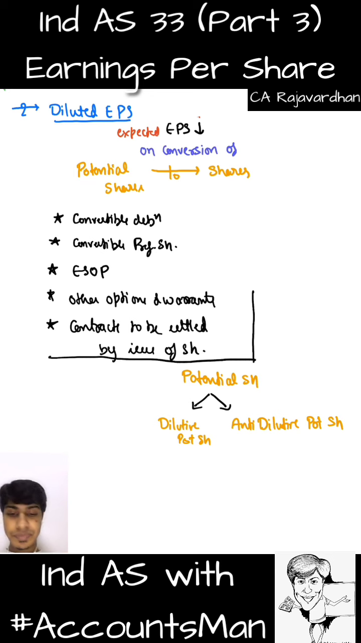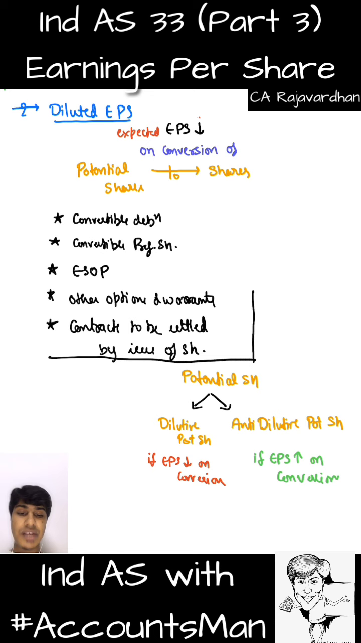I'll repeat. If EPS decreases on conversion, it is dilutive. If EPS increases on conversion, then it is anti-dilutive. I'll repeat. If EPS decreases, it is dilutive. If the EPS increases on conversion, that is, potential shares becoming ordinary shares, then it is anti-dilutive.